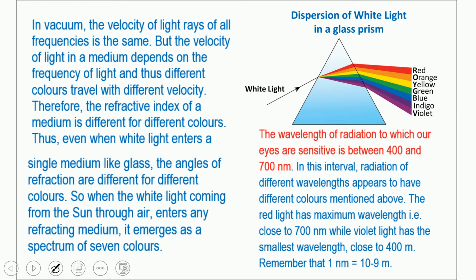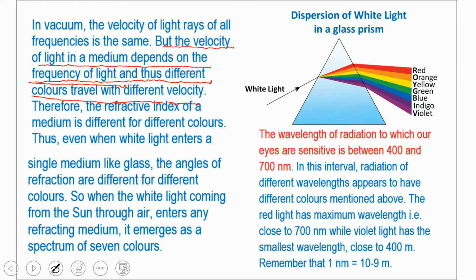But the velocity of light in a medium depends on the frequency of the light. And thus, different colors travel with a different velocity. That is very important. In vacuum there is no medium, therefore all colors pass with the same velocity, so it is white light only. But when it enters the medium, the velocity of light depends on the frequency of that light, and thus different colors travel with different velocities.